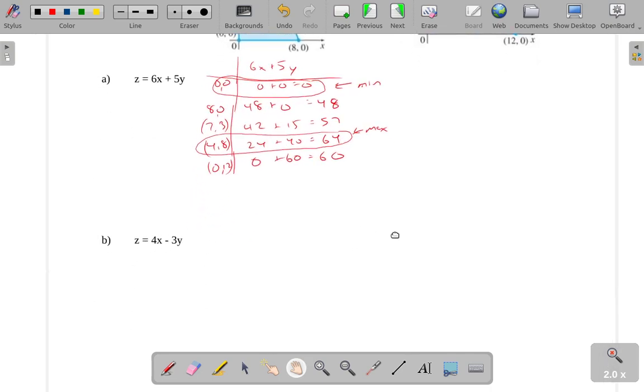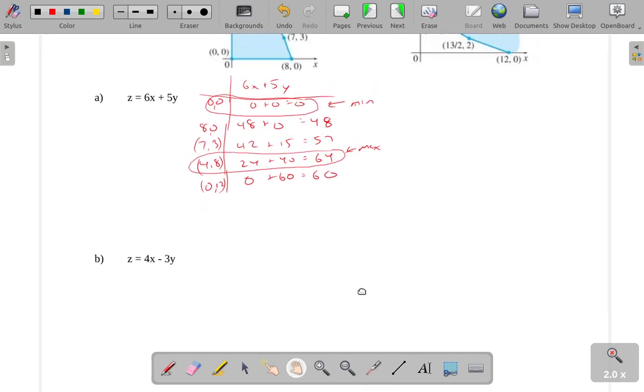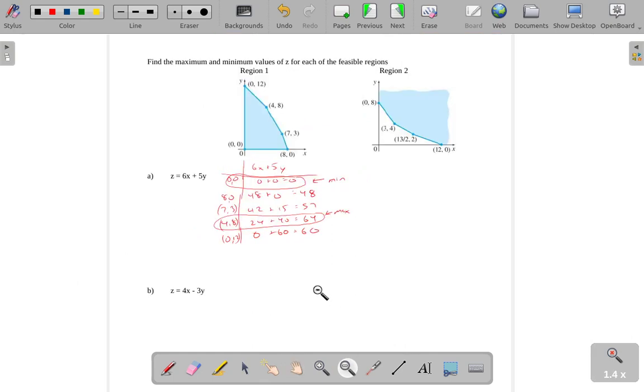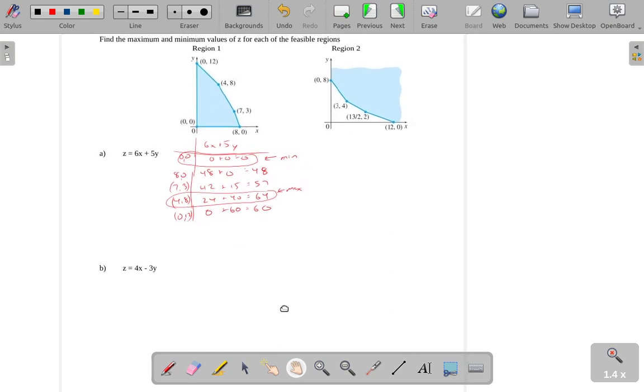Alright, so let's look at this other feasible region, this one down here. Or the same feasible region, rather, but a different objective function. Well, if we're doing this, it would be basically the exact same thing, 4x minus 3y. We'll check 0, 0, 8, 0, 7, 3, 4, 8, and 0, 12. Those are the 5 points that I'll check.